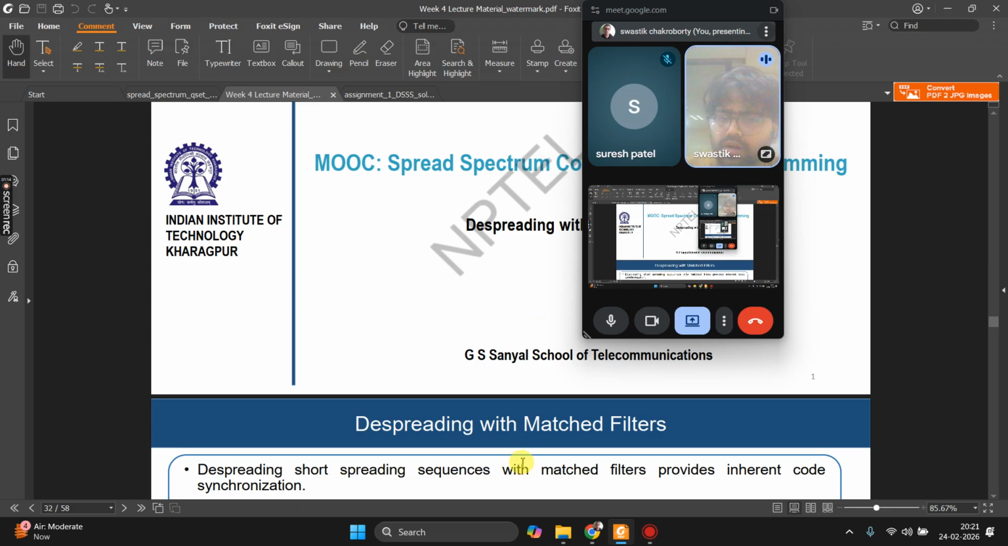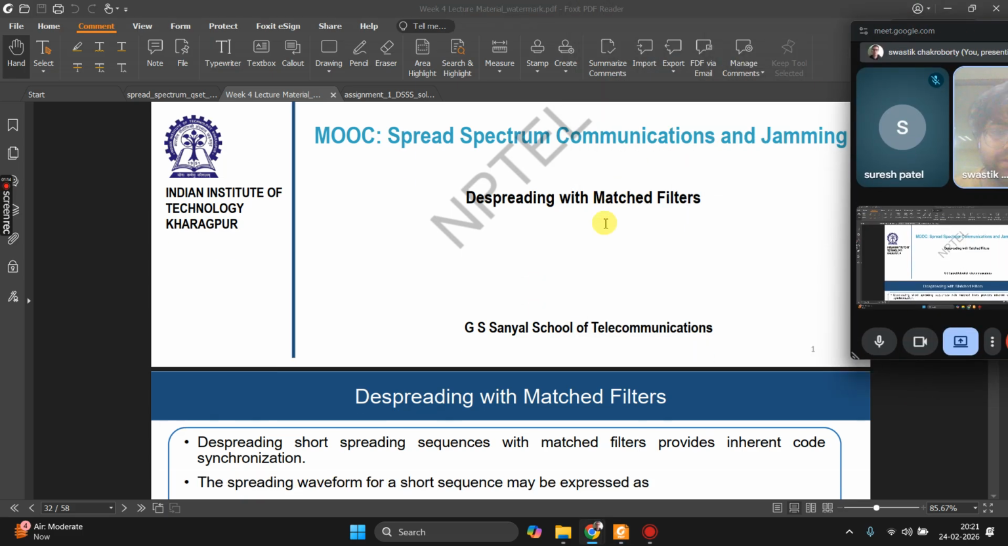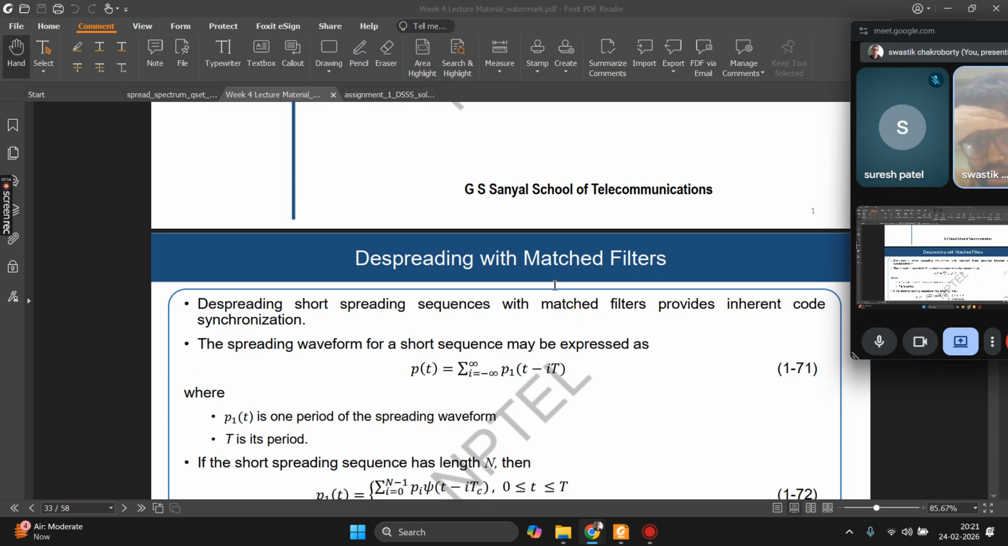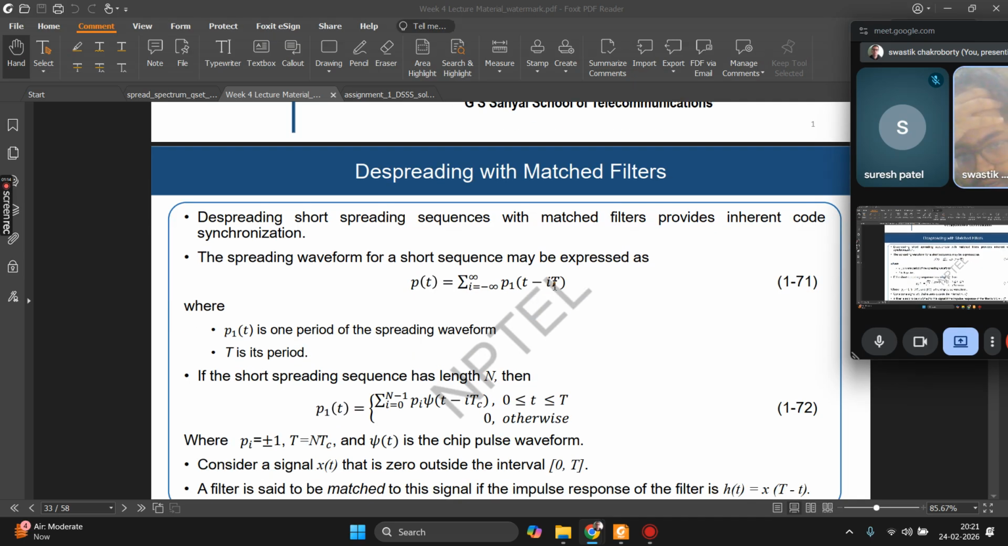Similarly for demodulation, we want to use matched filter for despreading. Despreading a short spreading sequence with a matched filter provides inherent code synchronization.